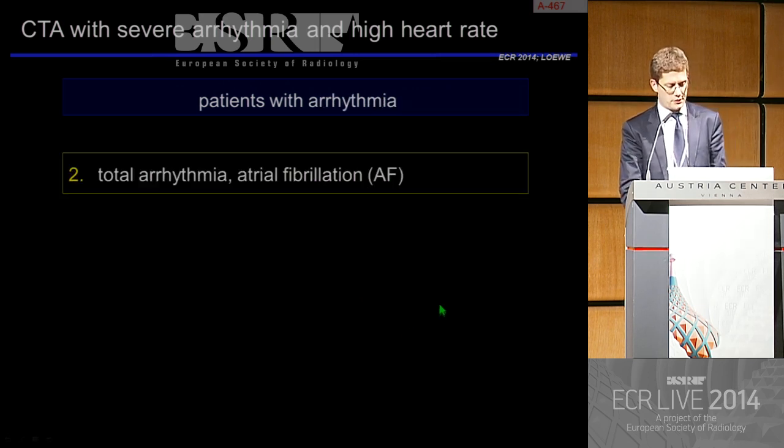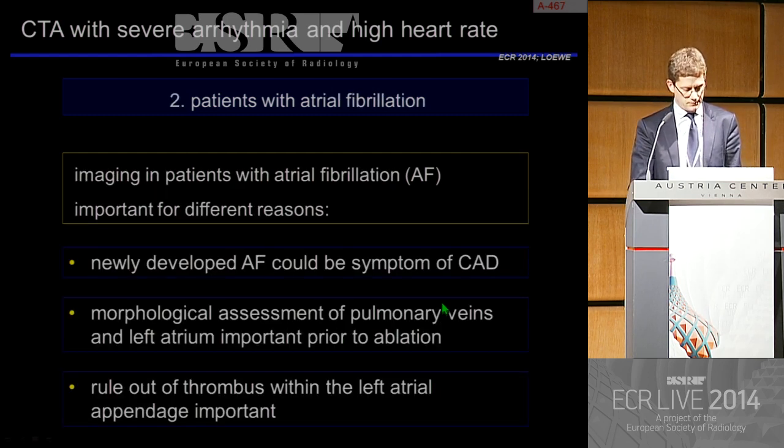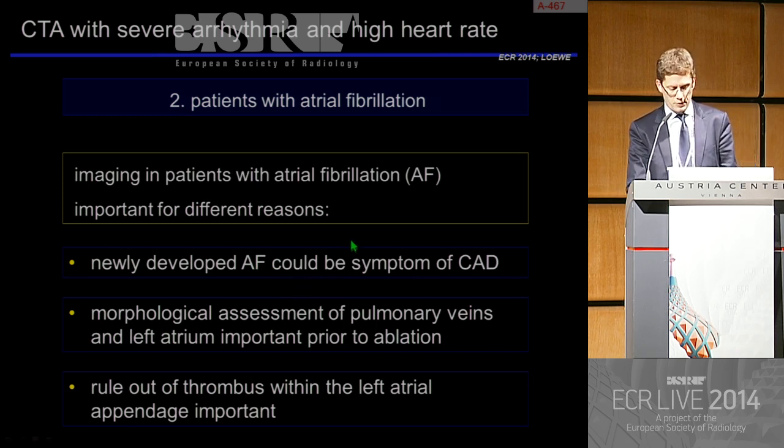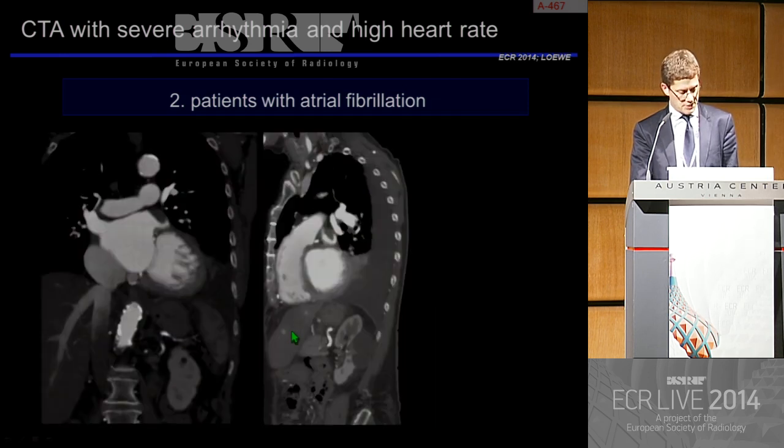What to do with patients with total arrhythmia or atrial fibrillation? Well, there are different reasons why we should investigate this group of patients, even if the heart rate is too high or there is arrhythmia. First of all, newly developed atrial fibrillation could be the first symptom of a coronary artery disease. Before treatment of atrial fibrillation, the cardiologists need a morphological assessment of the pulmonary veins. And finally, ruling out a thrombus within the left atrial appendage is important before resynchronization.